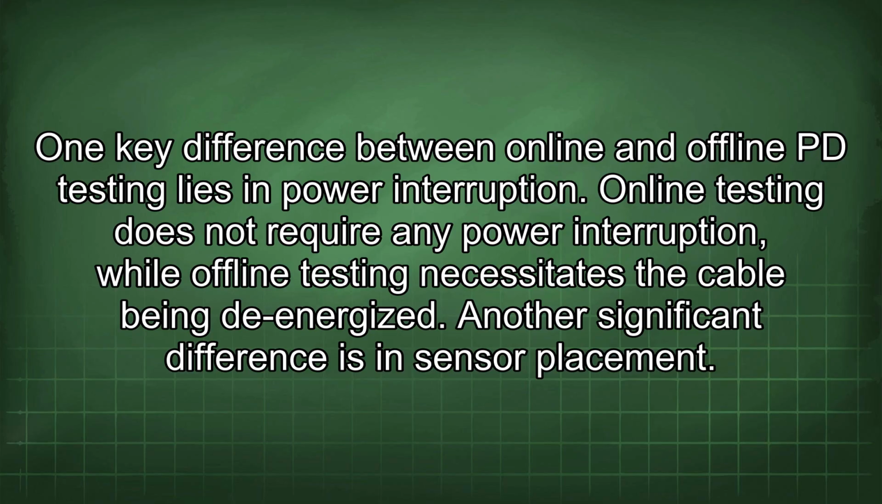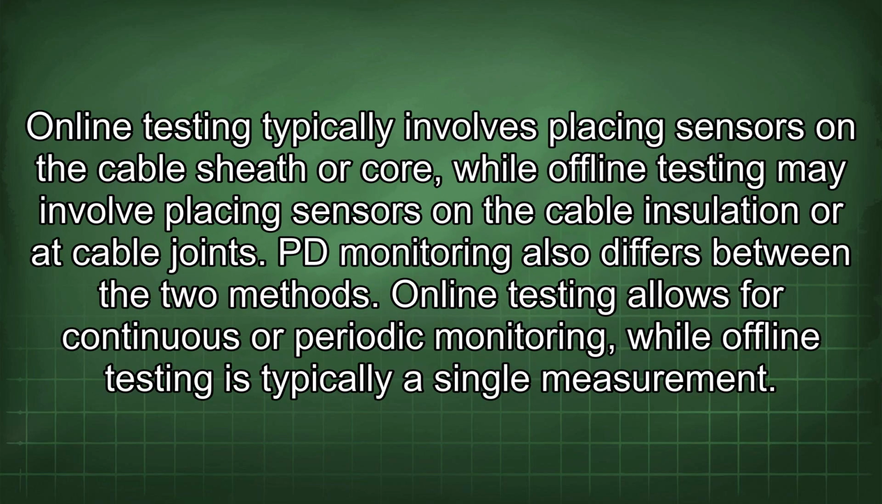One key difference between online and offline PD testing lies in power interruption. Online testing does not require any power interruption, while offline testing necessitates the cable being de-energized. Another significant difference is in sensor placement. Online testing typically involves placing sensors on the cable sheath or core, while offline testing may involve placing sensors on the cable insulation or at cable joints. PD monitoring also differs between the two methods. Online testing allows for continuous or periodic monitoring, while offline testing is typically a single measurement.